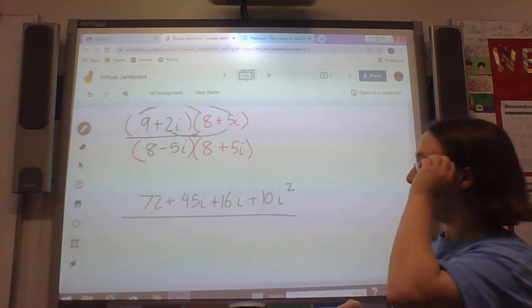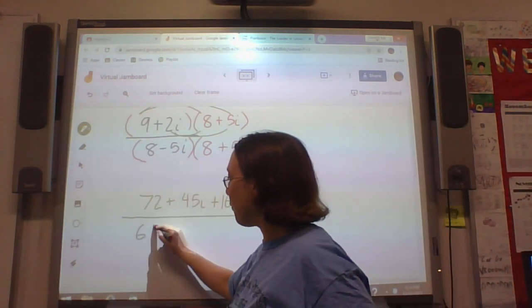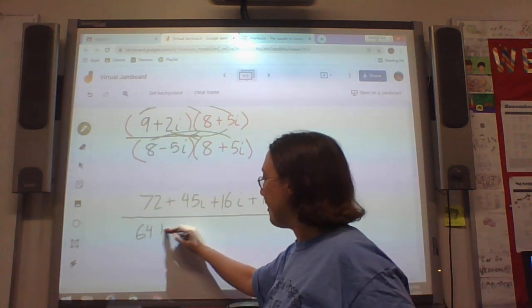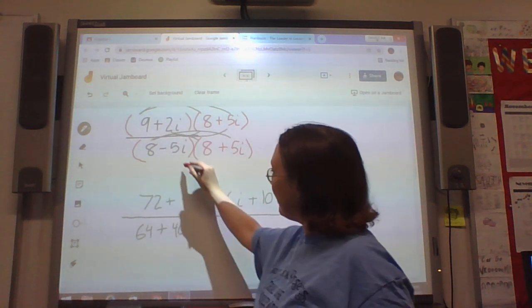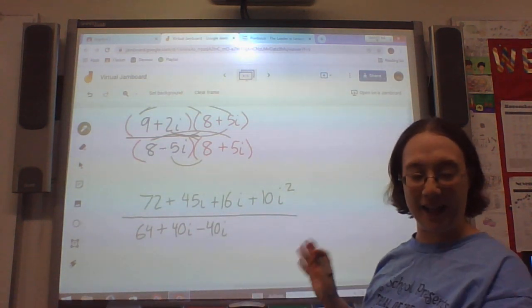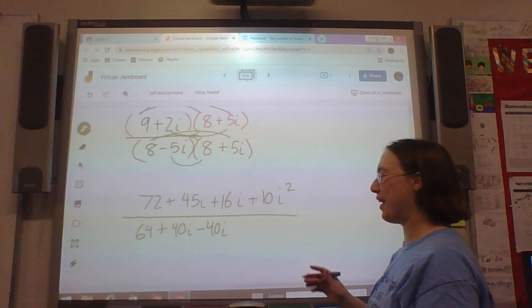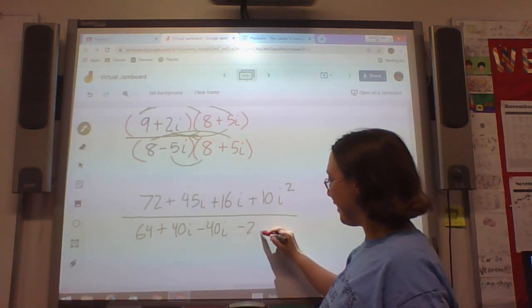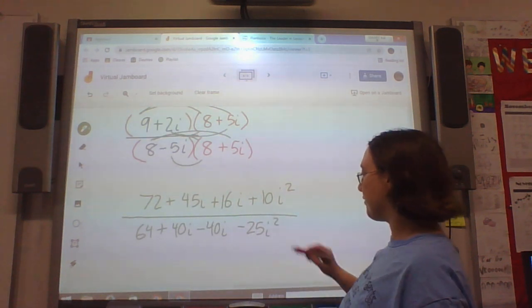On the bottom, we've got 8 times 8 is 64. 8 times 5 is 40. That's got an i. That's going to be a minus 40i. And again, if you know that those are going to cancel each other out, you don't technically have to write them both out. I'm just going to keep doing that just so we know it's there. 5 times 5 is 25. And that's got an i squared with it.